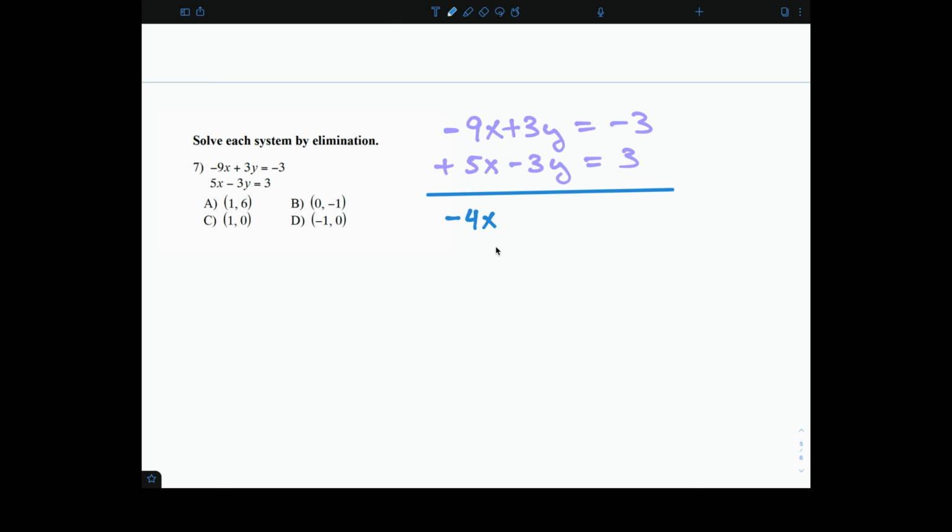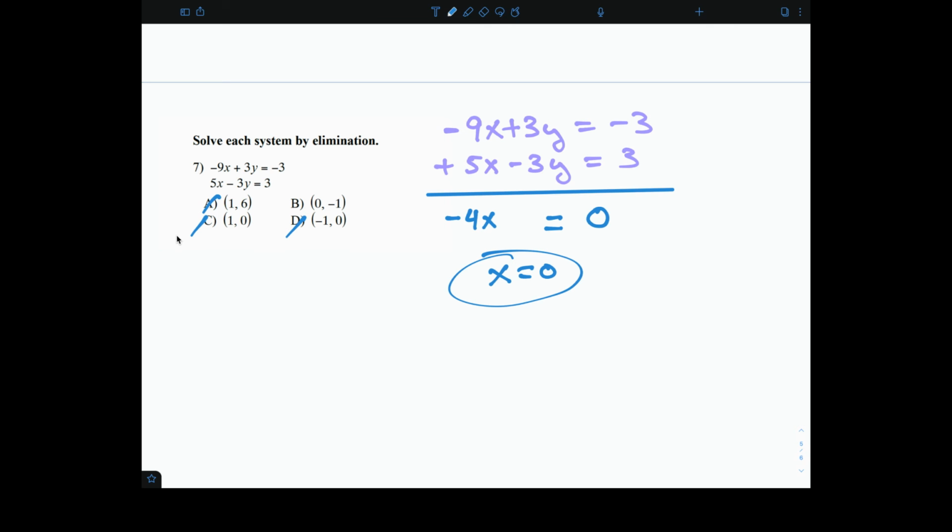And this is why we're doing it, right? Because if we add those two together, they go away. And then we add negative 3 plus 3, and they go away. By the way, when we say go away, they become 0. So obviously, negative 4x equals 0, so x would have to be 0. So this leaves me with b as the only option.